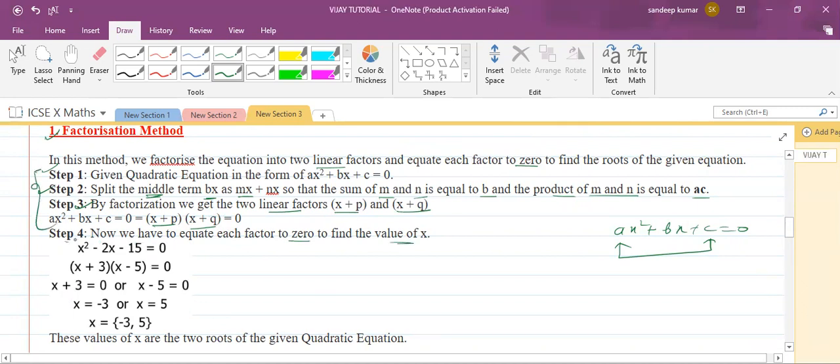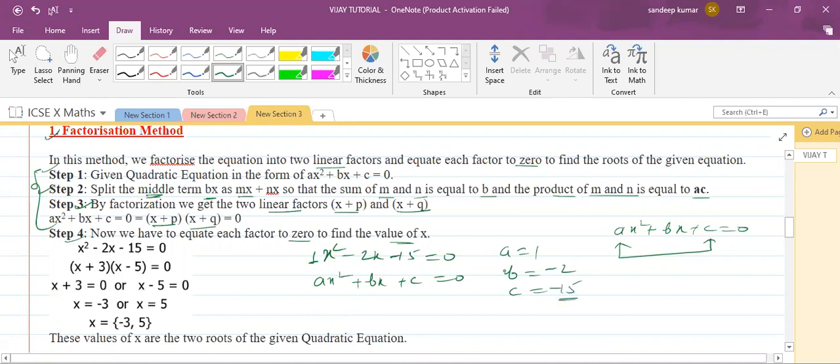If you understand, you can solve the quadratic equation by the factorization method. For example, here one equation is there: x square minus 2x minus 15 is equal to 0. What is the coefficient of x square? 1. Here the constant term is what? Minus 15. So you can compare with x square plus bx plus c is equal to 0. Now what is a here? A is 1. What is b here? B is minus 2. And what is c here? C is equal to minus 15.